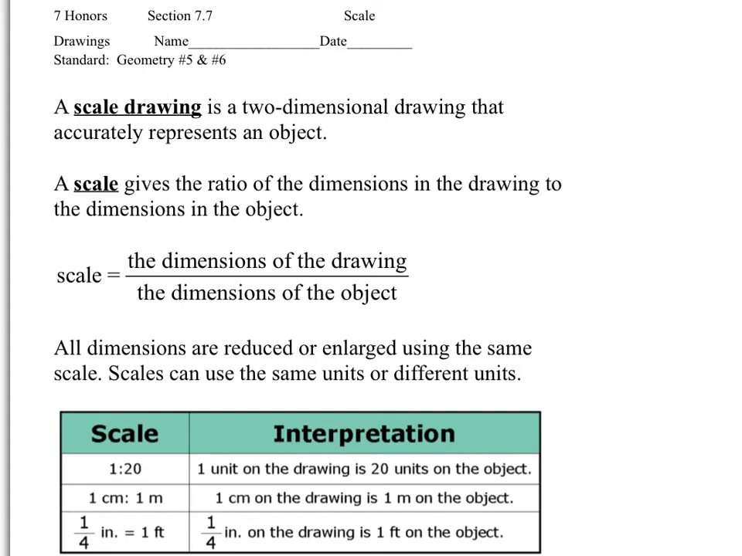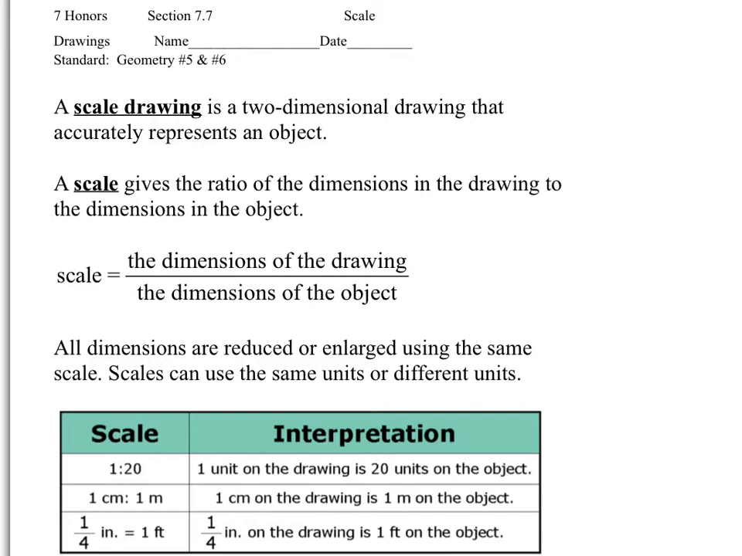Okay, guys, today we're going to start Chapter 7, Section 7, Scale Drawings. And we are going to go over some definitions. A scale drawing is a two-dimensional drawing that accurately represents an object. That could be like if you're getting a house built, and before they build the house, they make what they call a blueprint, and that's like the scale drawing. It shows you where the layout of all the rooms and everything's going to be.